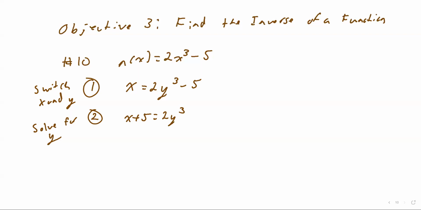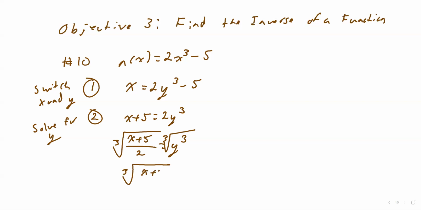When I do that, I then get x plus 5 all divided by 2 equals y cubed. You can separate those if you would like, or you can write it as one gigantic fraction. I think it looks cleaner this way, but it doesn't matter to me. All right, then what? Cube root it. Very good. So I'm going to cube root both sides. So therefore, I get the cube root of x plus 5 over 2 equals y. Any questions on that?